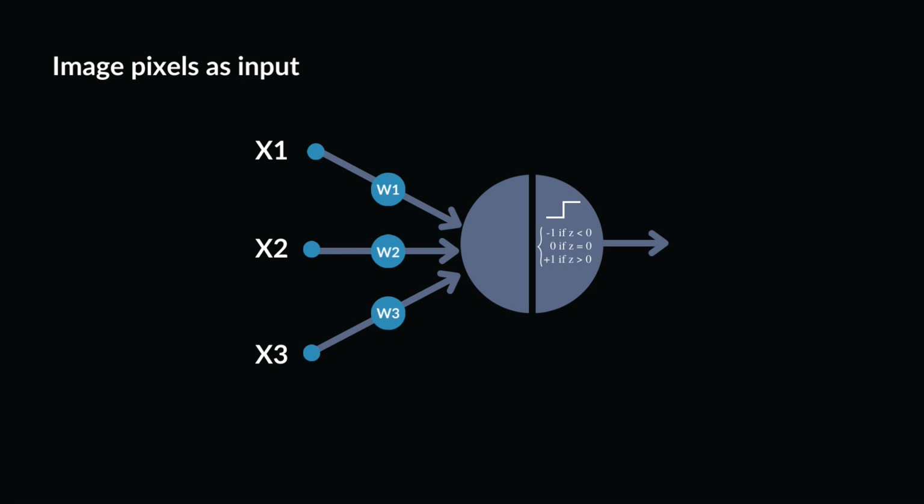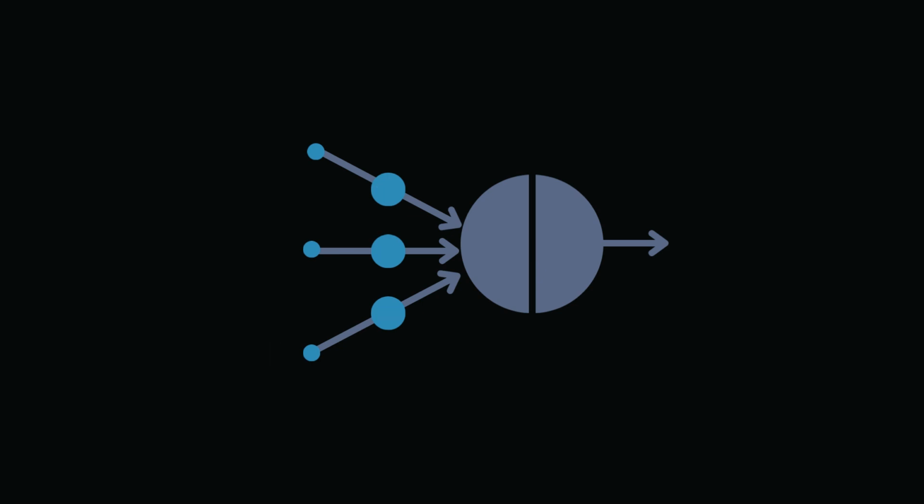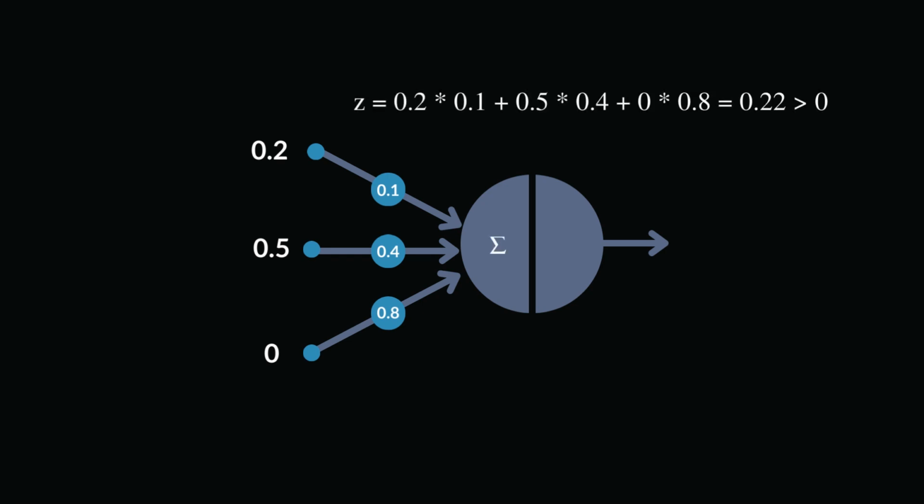Alright, let's give another example with numbers. Let's suppose we gave 3 inputs, 0.2, 0.5, and 0. And the weights are assigned correspondingly. The algorithm will find the weighted sum of inputs. In this case we got 0.22 as a result. This result is then passed through, let's say, a heaviside function.